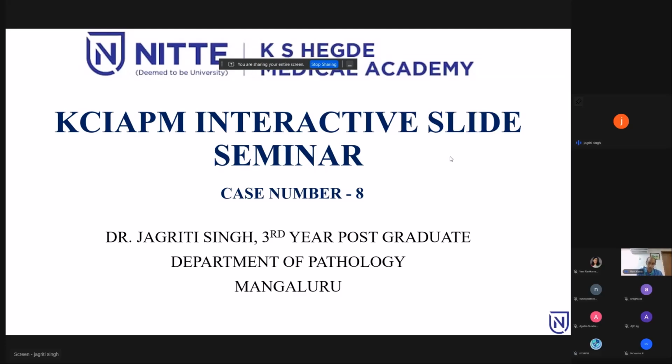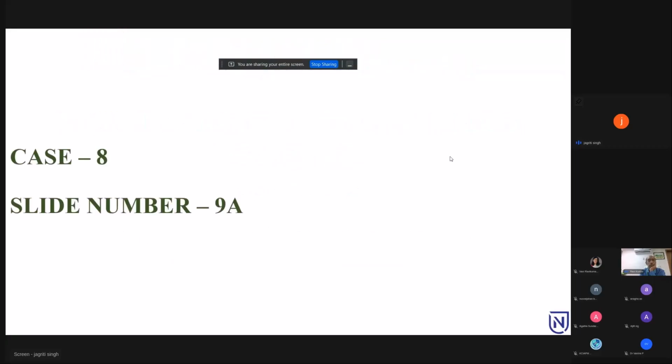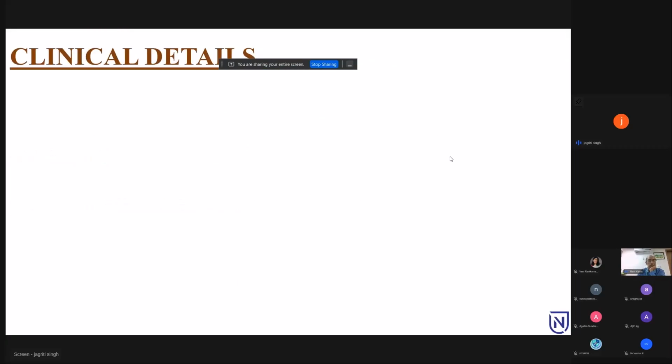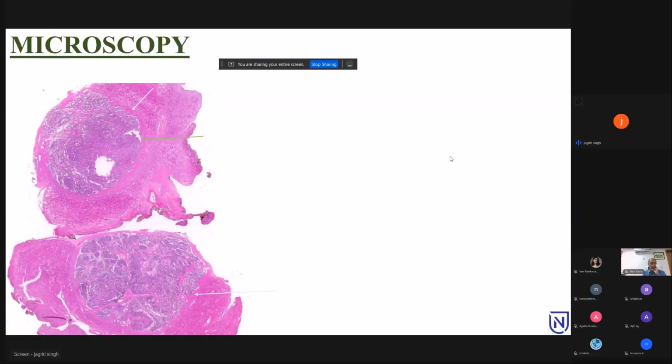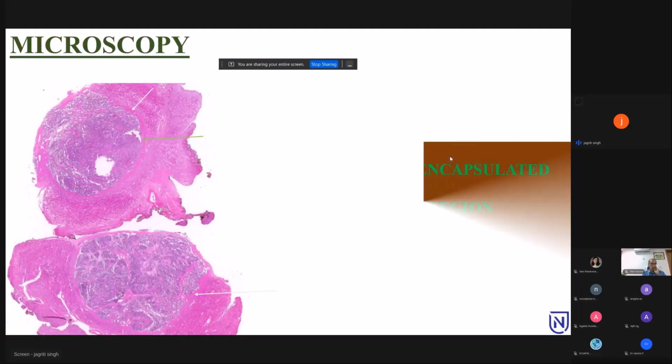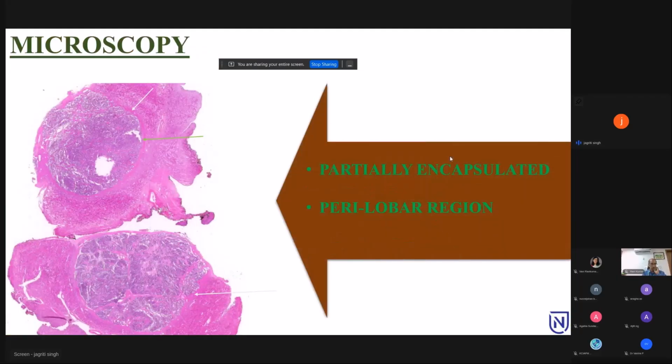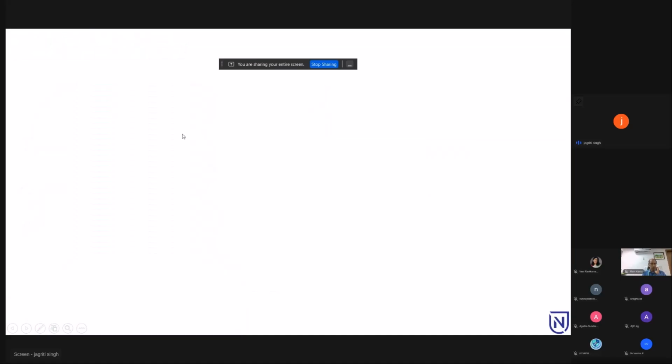So very good afternoon to everyone. I am Dr. Jagrati Singh, third year postgraduate from the Department of Pathology, KCIAPM Medical Academy, Mangalore. The slide number allotted to me is 8, slide 9A. So clinical details: a 9-month male, right kidney with history of Wilms tumor, left kidney partial nephrectomy done for renal mass. In the scanner view, we can see a partially encapsulated tumor, and it is in a perilobar region.